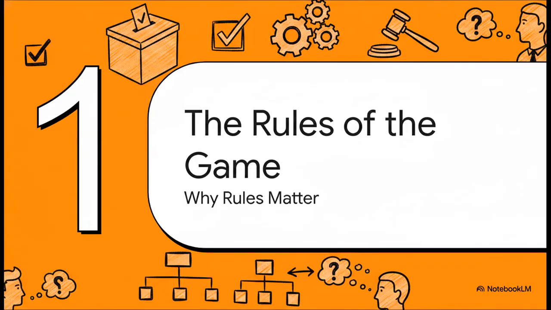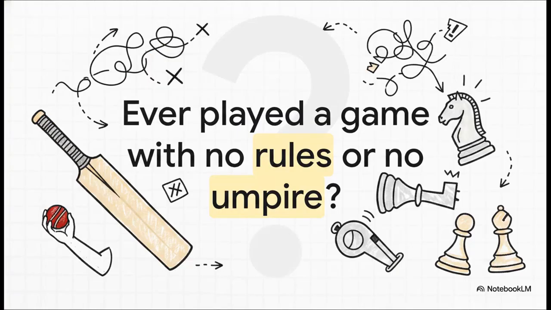Okay, first things first. Before we can even get into the nitty-gritty of voting systems, we have to ask a basic question. Why do we even need rules for elections anyway? Just imagine it for a second. Picture a game of cricket where players just decide to make up their own rules as they go. Or a game of chess where your opponent suddenly decides their pawn can move like a queen. It would be total chaos, right? The game would be completely meaningless, and nobody would accept the outcome as being fair.